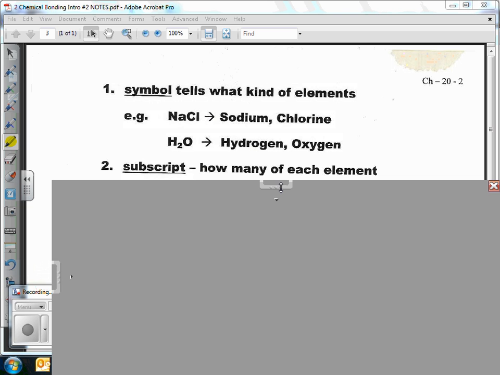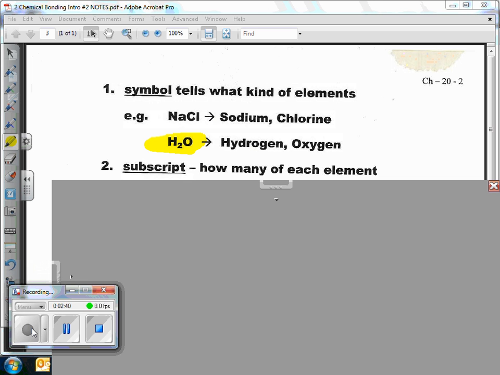So it's two hydrogens, it's not two oxygens. The subscript right here is 2, and that means there are 2 of the element symbolized by the symbol just before the subscript. So in other words, there are 2 hydrogens. There are not 2 oxygens.